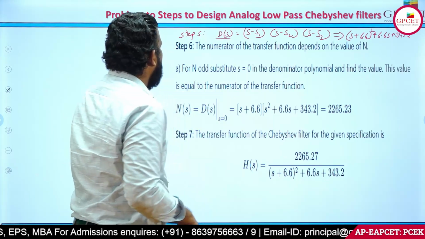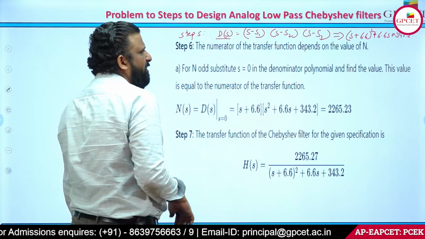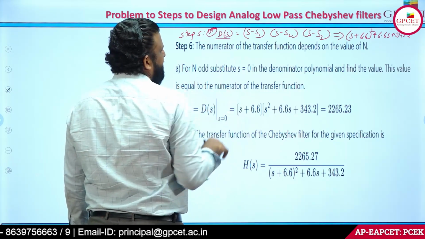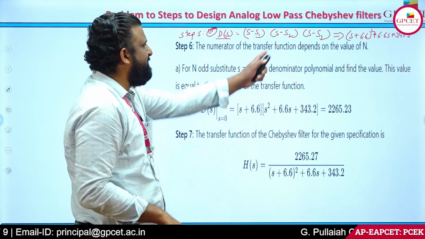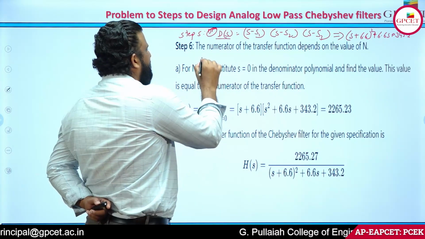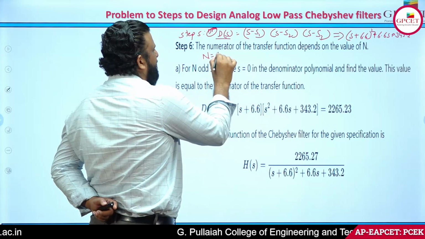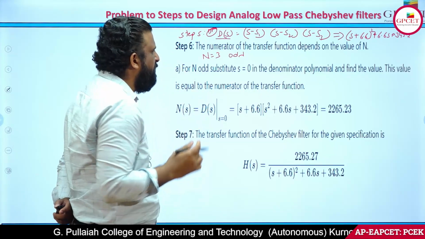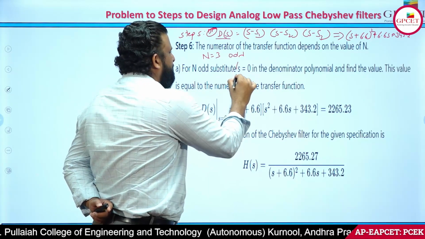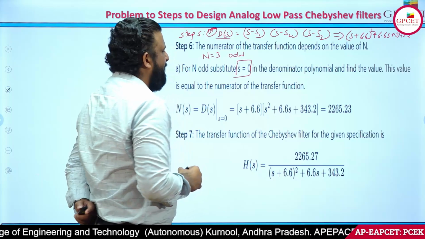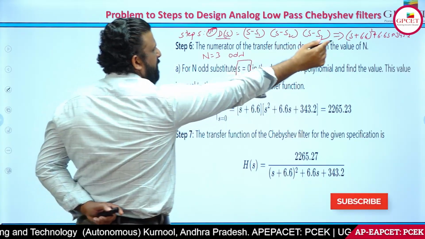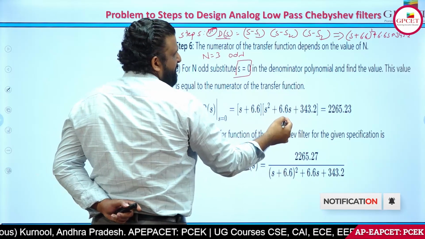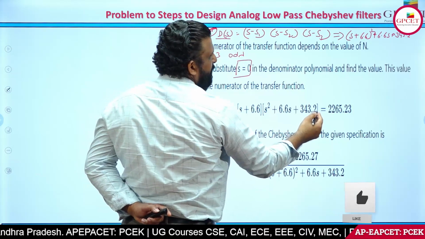And finally, in step 6, we need to find out the numerator of the transfer function, whereas in step 5 we found the denominator part. For that, first we need to observe what is the value of n. We got n is equal to 3, which is odd. So if it is odd, we need to substitute S is equal to 0 in the denominator part. What is the denominator part I got here? This one: (S plus 6.6) whole square plus 6.6S plus 343.2.